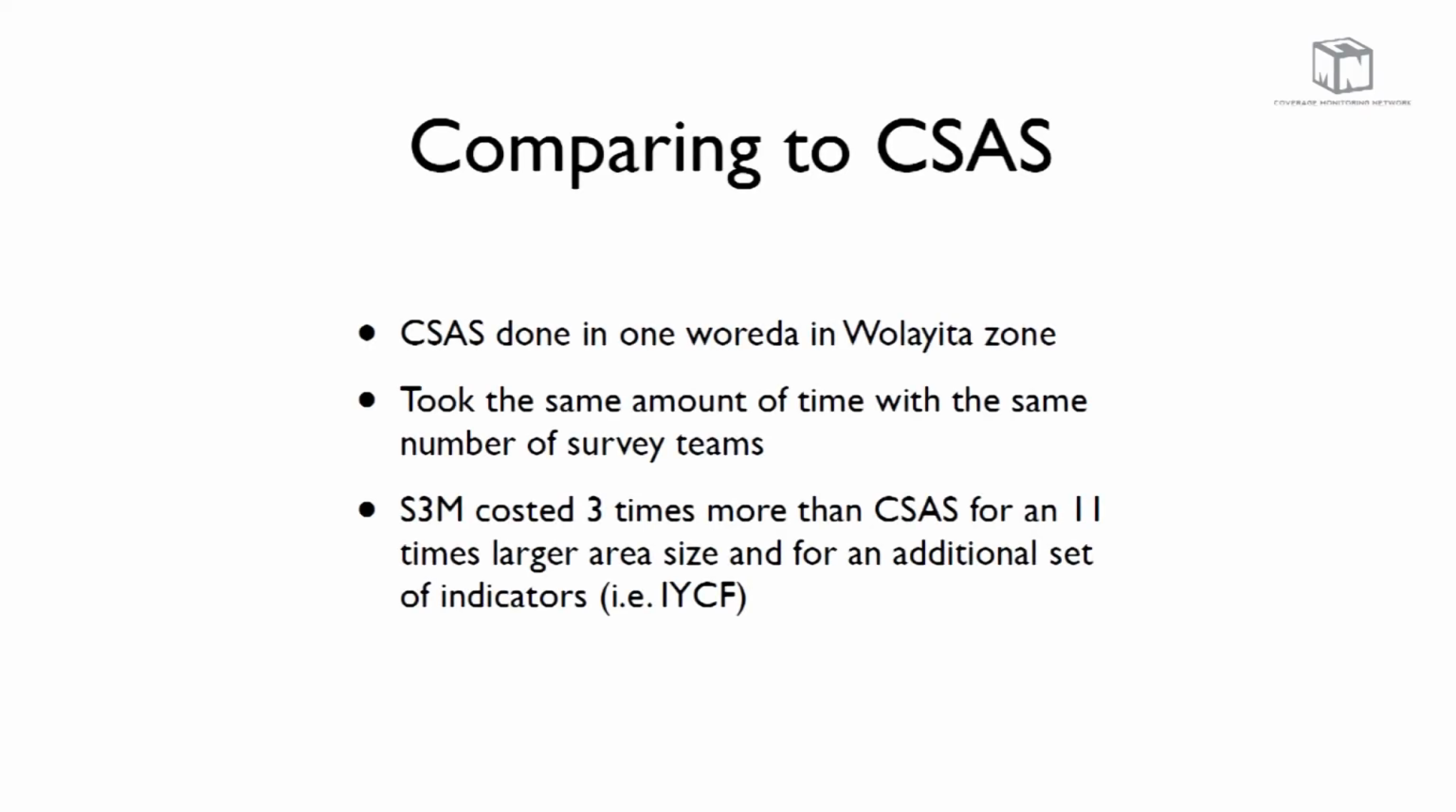In Wolaita zone, the first pilot, Concern Worldwide did a CSAS in one of the smaller units within the zone, which is the Wereda. They did this using the same teams that did the S3M beforehand. It took about the same amount of time with the same number of survey teams to do a smaller area in CSAS as a bigger area in S3M. In terms of costing, S3M cost 3 times more than the CSAS done, but for an increase in area surveyed of at least 11 times larger, with the addition of an additional indicator of IYCF on top of it.